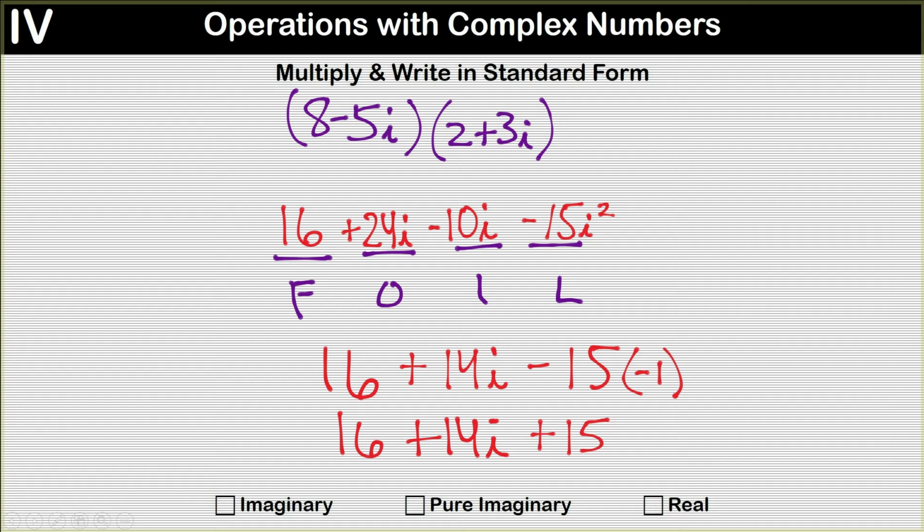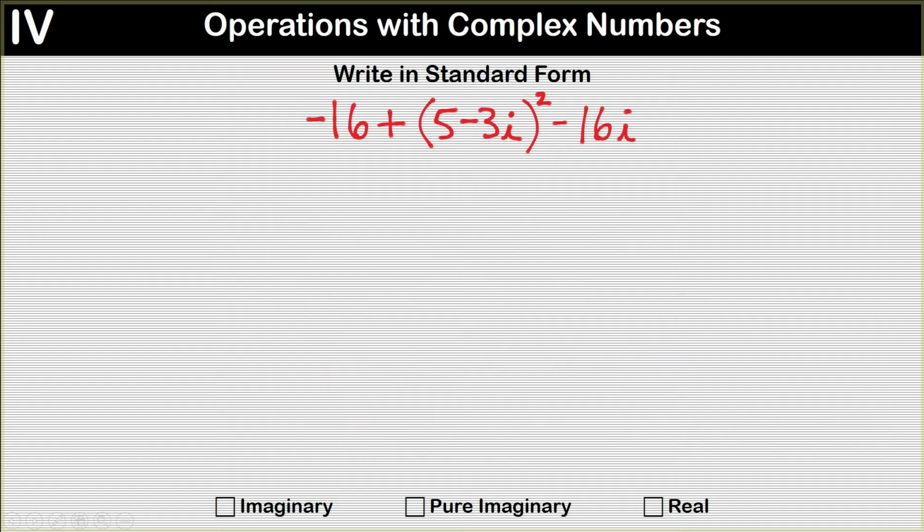So when we put the 16, which is a real number, together with the 15, which is a real number, our final answer will be 31 plus 14i. And since our product has a real number part and a pure imaginary part, our solution is an imaginary number. Now we have the problem negative 16 plus the quantity 5 minus 3i squared minus 16i.